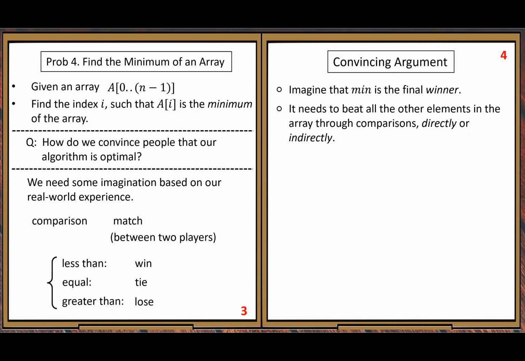Here, directly, indirectly. Directly, we know the meaning. A beats B directly, direct comparison. That's direct. What do you mean by indirect? There is an indirect comparison. A and B do not do comparison directly, but there is some indirect way to do comparison. Let me show you an example.